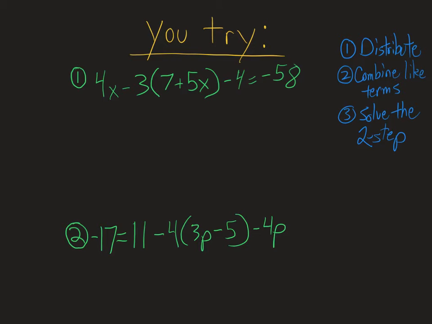All right, if you're back, let's take a look. I'm going to distribute right here. So I'm going to end up with a negative 21 and a negative 15x. I'll bring down everything else.